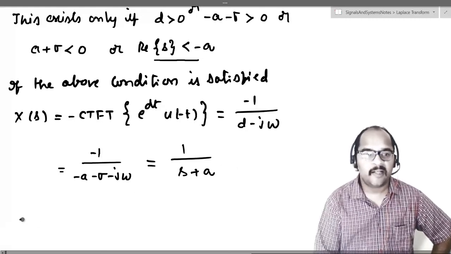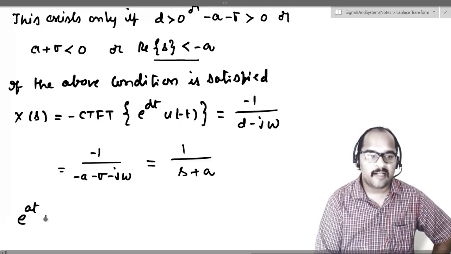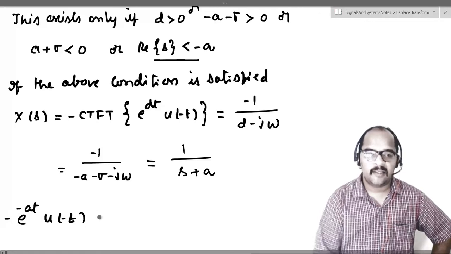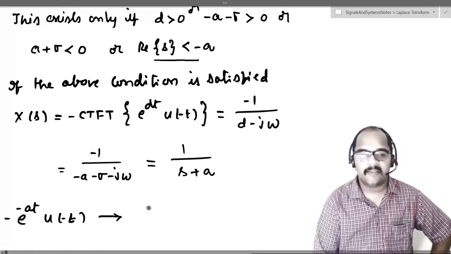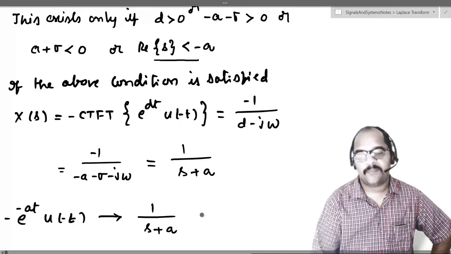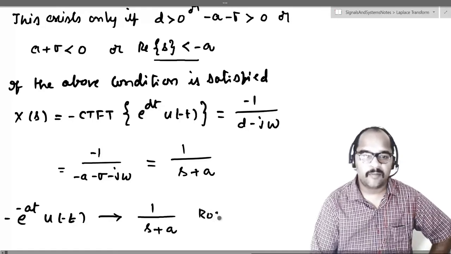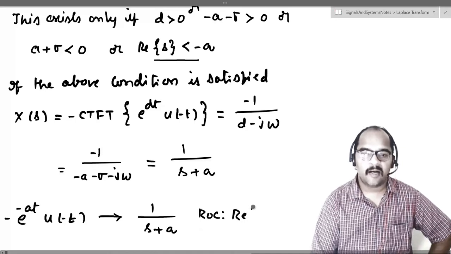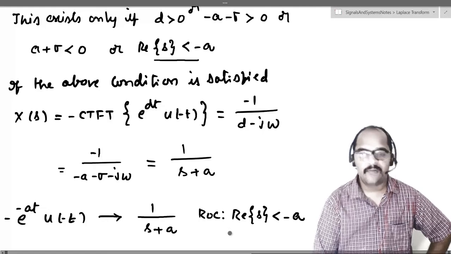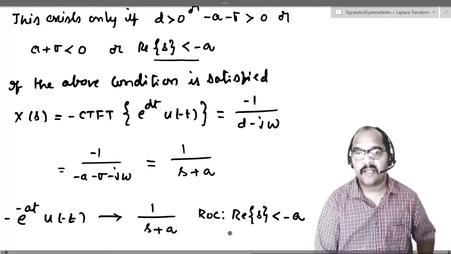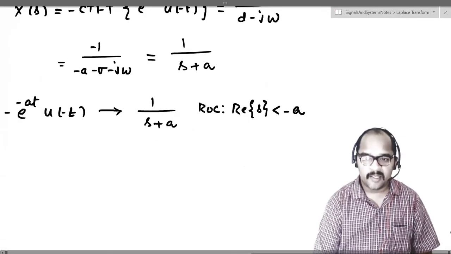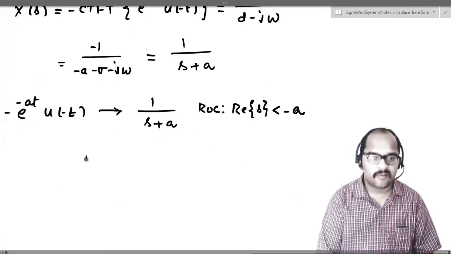Okay, we'll write down that minus e power minus a t u of t, that fellow also will have 1 by s plus a as the Laplace transform. But what is the ROC here? ROC is real part of s less than minus a. So clearly, what does it mean? Before we go to that argument, let us try to plot the region of convergence.